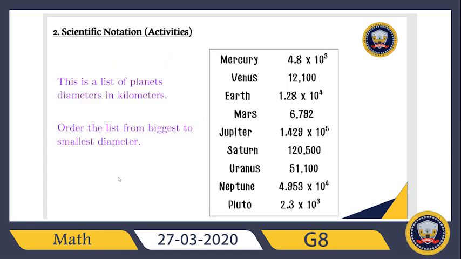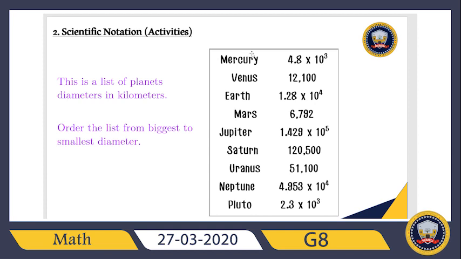Now let's go to this activity. This is the list of planets' diameters in kilometers. Mercury has a diameter of 4.8 times 10 to the power of 3. Okay, this is the list of the rest of the planets. For example, where is the Earth? The Earth's diameter is 1.28 times 10 to the power of 4 kilometers.